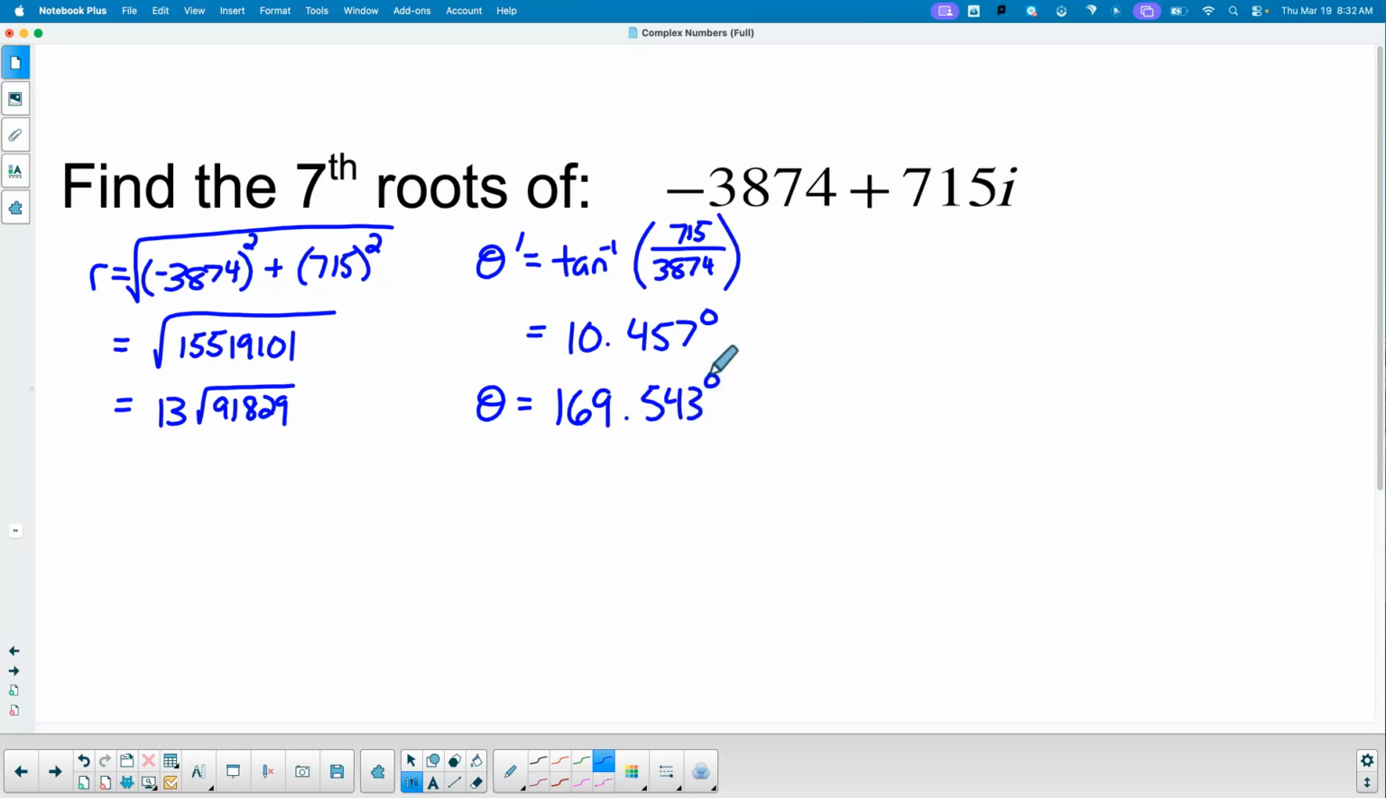Alright, so x is going to equal 13 square roots of 91,829 cosine i sine of 169.543 degrees, and that's going to be taken to the 1/7 power. Okay?